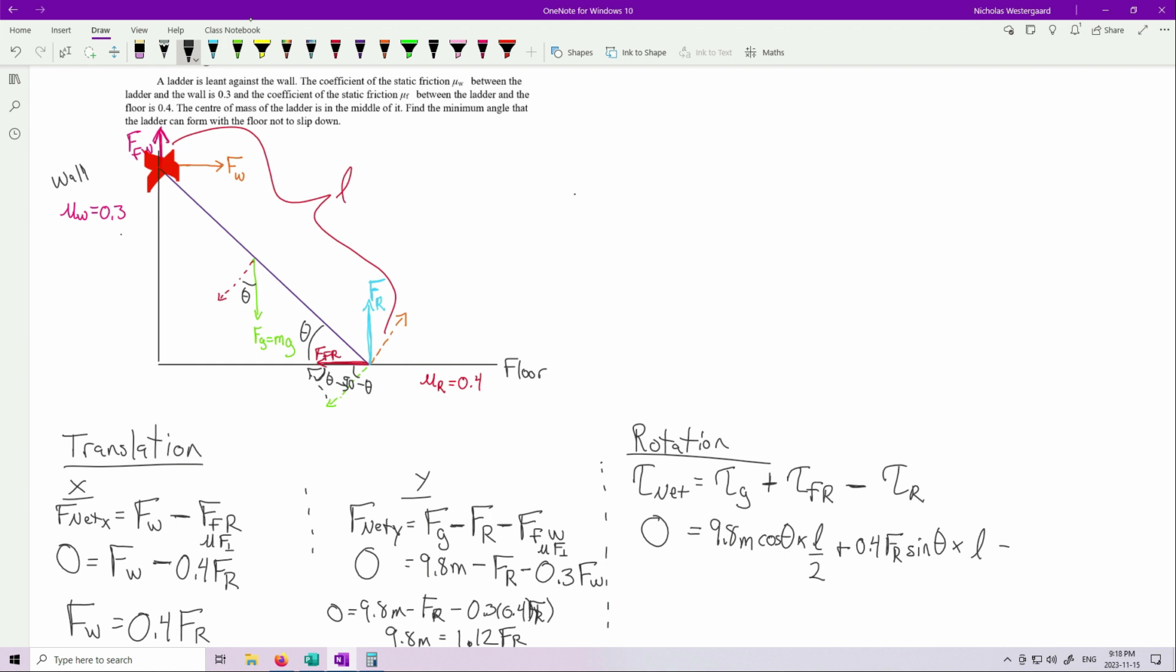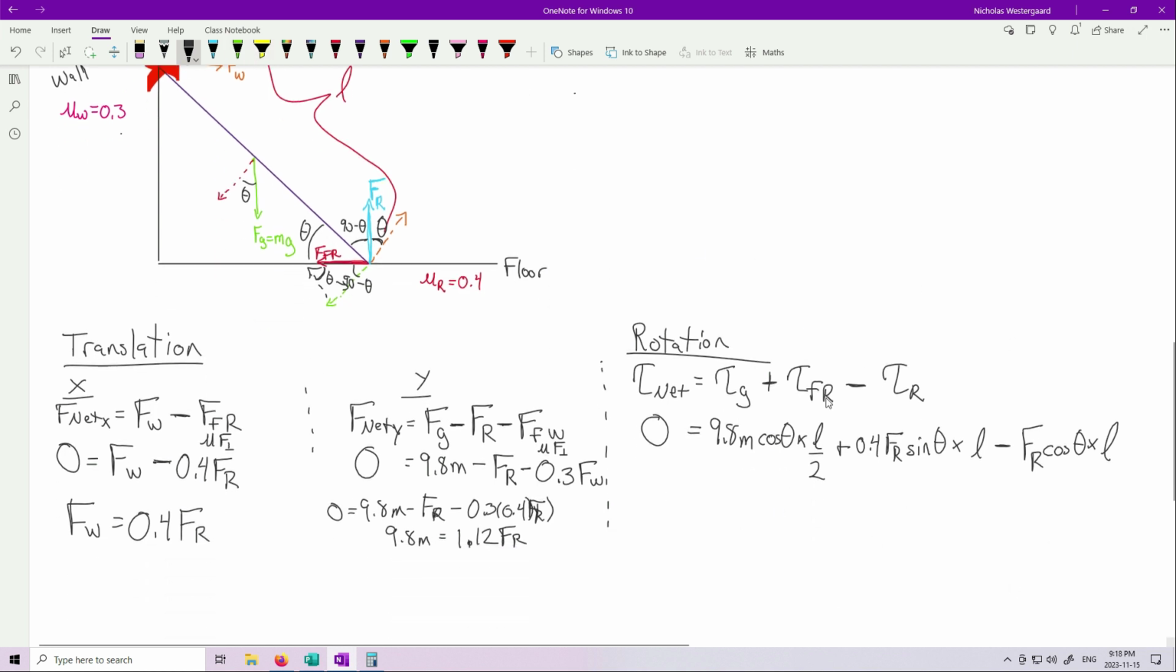And our last one, minus the torque from Fr, that's just Fr times the, wait a minute, if that's theta, that means this is 90 minus theta, which means this is theta again. Fr times cosine of theta times its distance L away as well. Now this looks a little unnerving. There's a lot going on here, but it's not so bad.